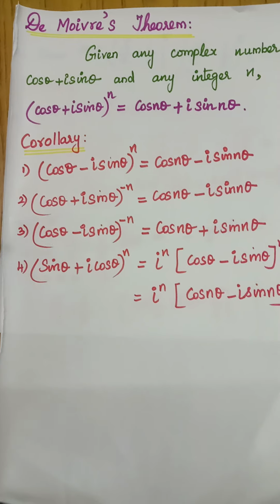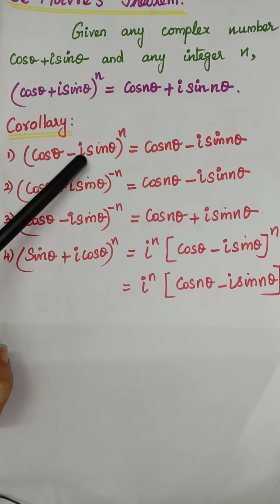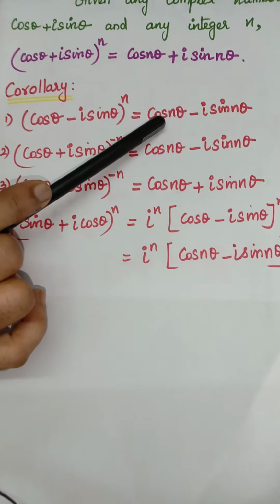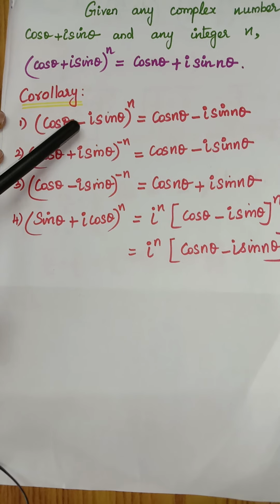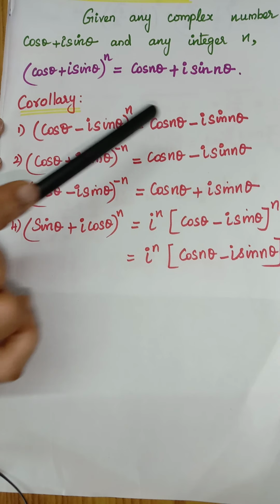So see the corollary. First one, (cos theta minus i sin theta) to the power n can be written as cos n theta minus i sin n theta. So in between, if you have minus, you can apply De Moivre's theorem.